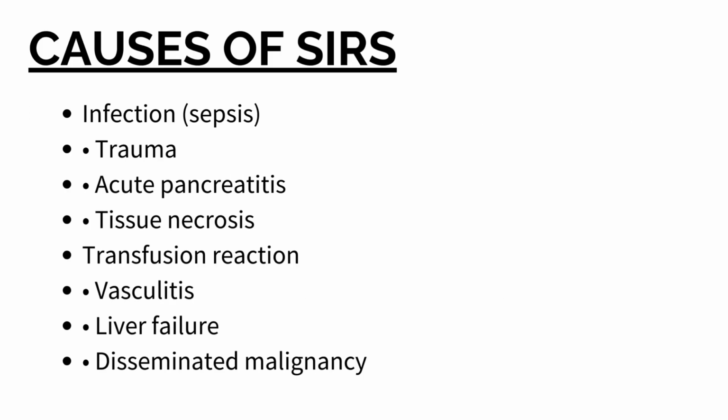What are causes of SIRS? There are both infectious and non-infectious causes of SIRS. Some important ones are infection, sepsis, trauma, acute pancreatitis, tissue necrosis, transfusion reaction, vasculitis, liver failure, disseminated malignancy.